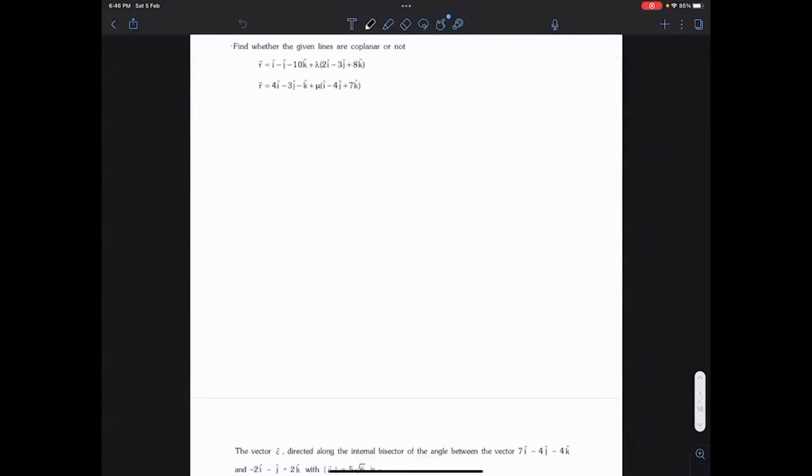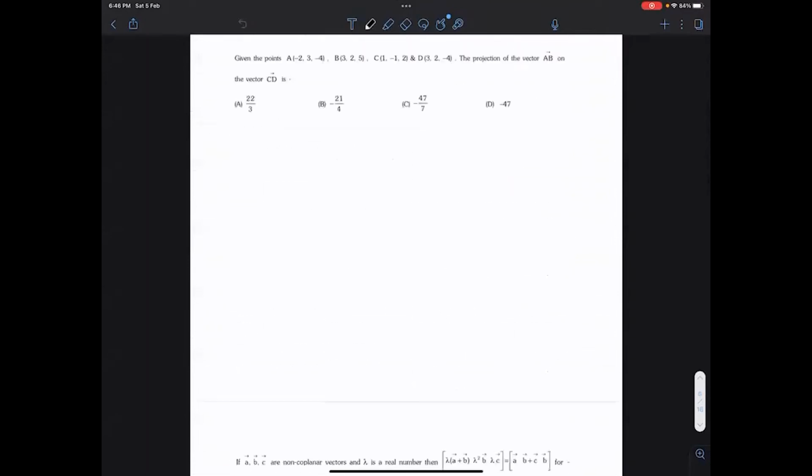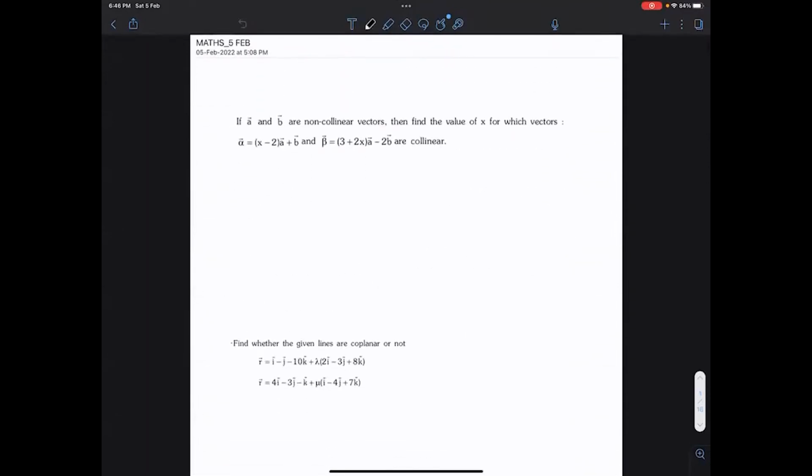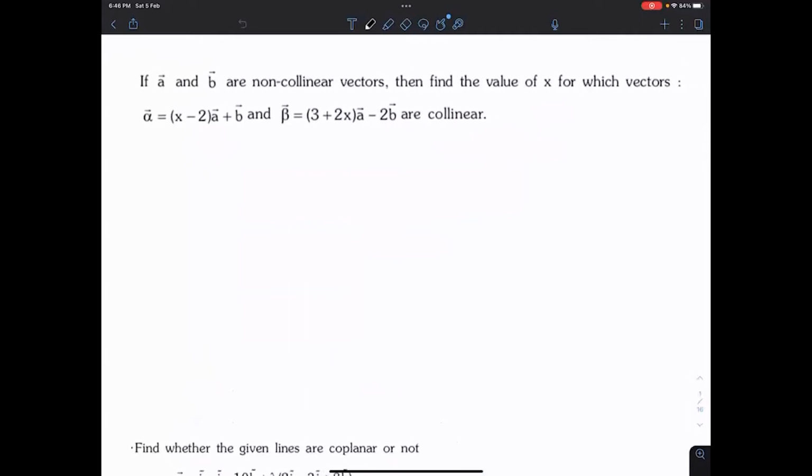So today our topic of discussion is vectors in 3D. Okay. So with questions we'll cover the theory also simultaneously. Let us see the first question. So you see this term non-collinear vectors at many places.